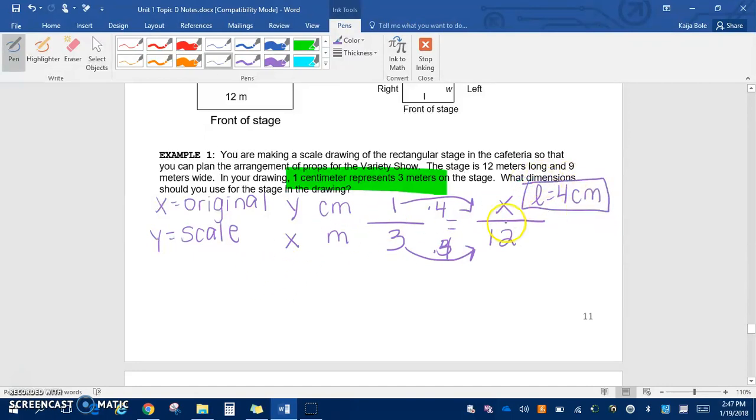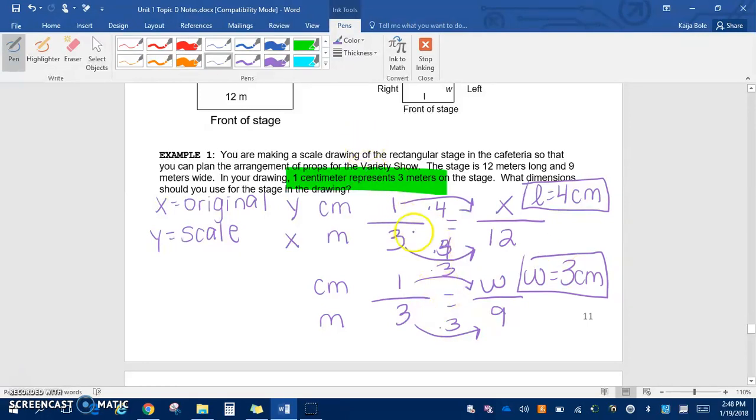And now if we do the other one for the width, again, we're going to have those centimeters over meters, still our 1 over 3, and then we'll have our width over the actual, which is 9, and here we're going to multiply by 3 on the bottom and on the top, so we get that our width is 3 centimeters.